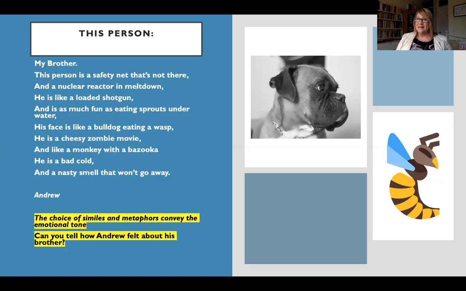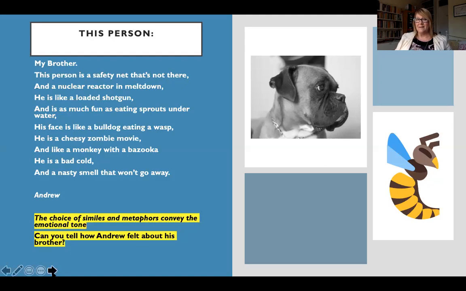But in the exam, what you have to do is you then have to explain how. How do we know that? How do we know how he felt about his brother? What devices, what techniques were used by that writer? And we need to explore those and talk about them in such a way that we'll get lots of marks from the examiner. So I'm going to show you an answer that we could have written about this.